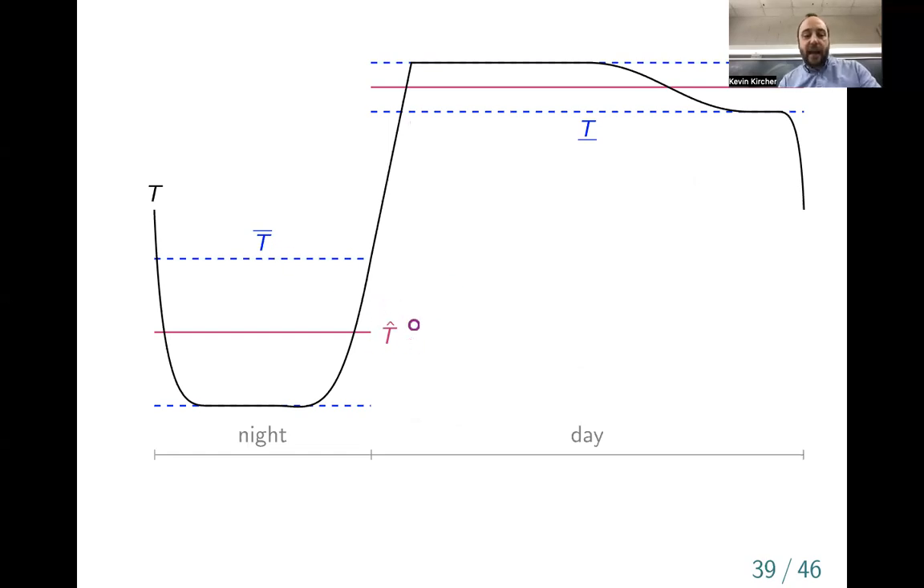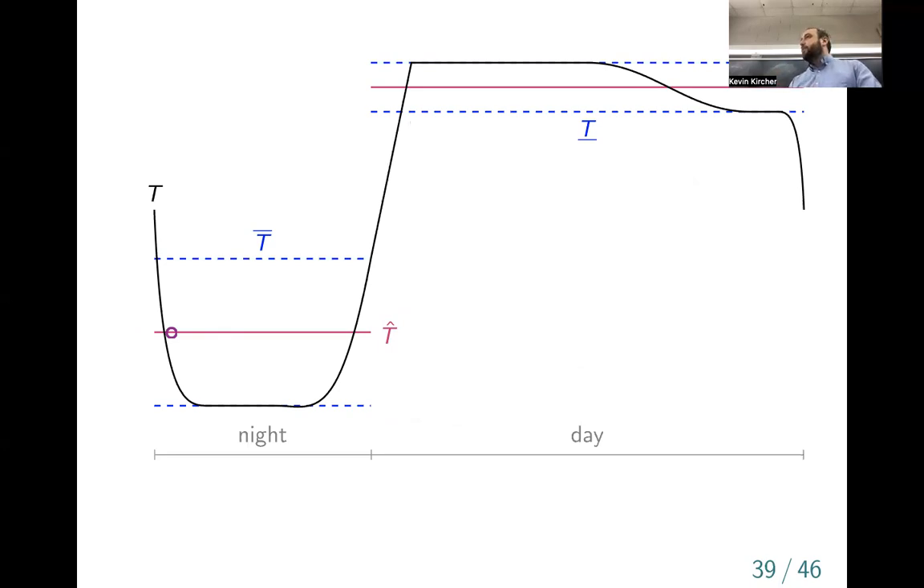So T hat here, again, this is the preference. I'm saying maybe this is a residential building. And so I'm zoomed in, but maybe this would be something like 70 Fahrenheit or 68 as a nighttime set point. A lot of people, not everybody, but a lot of people will do this, which is drop the heating set point overnight.